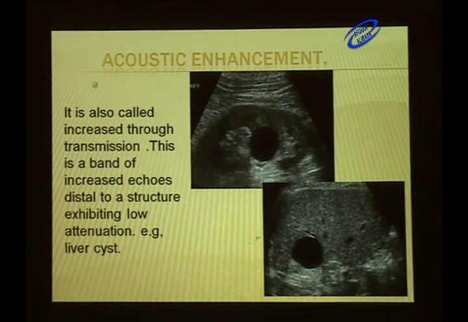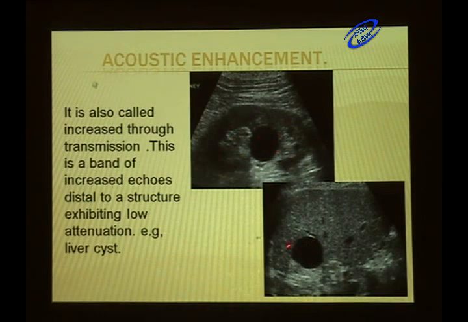Opposite to this is acoustic enhancement. Acoustic enhancement is also known as increased through transmission, and in acoustic enhancement there is a band of increased echoes distal to a structure which is exhibiting low attenuation like a liver cyst. So all those structures which are fluid filled like simple cyst, hydatid cyst, abscesses, hematomas, the structures which are filled with fluid, they show less attenuation and reflection of the sound waves. Therefore, when they are not reflecting the sound waves, they will appear as black.